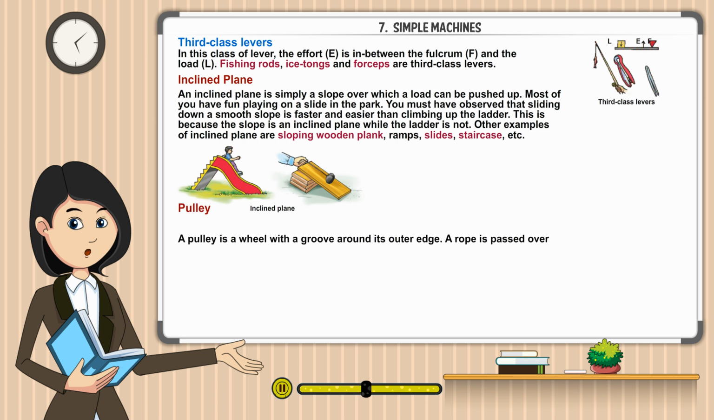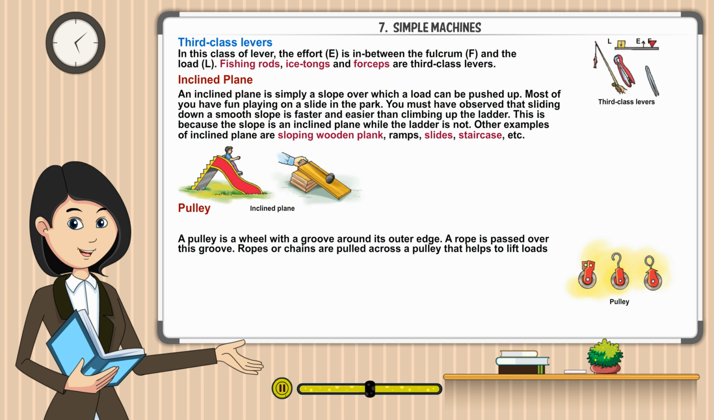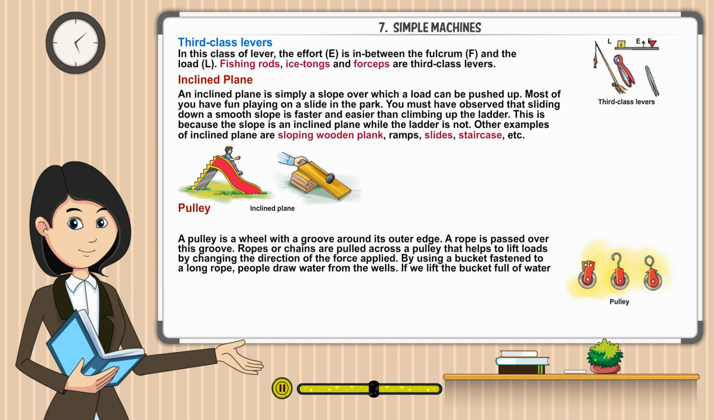Pulley. A pulley is a wheel with a groove around its outer edge. A rope is passed over this groove. Ropes or chains are pulled across a pulley that helps to lift loads by changing the direction of the force applied. By using a bucket fastened to a long rope, people draw water from the wells. If we lift the bucket full of water by pulling the rope, it is a difficult job.